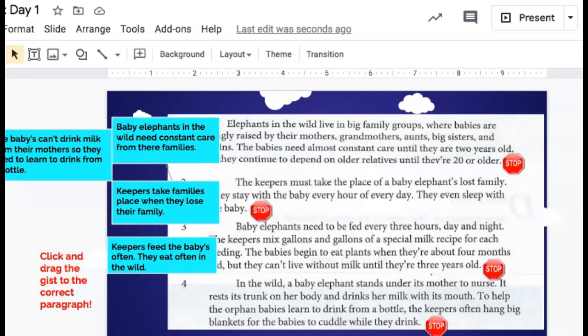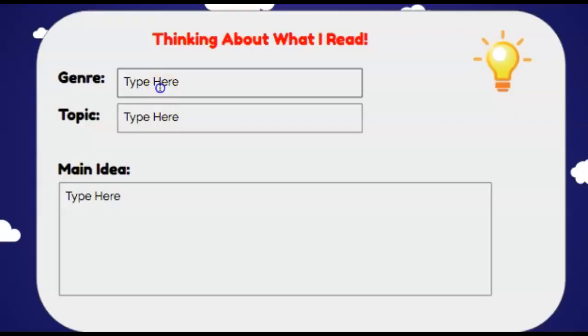So now it's your turn to continue gisting the rest of the passage. At each paragraph, at the end, you're going to stop and think about what you just learned from that paragraph. Then you're going to pick the gisting that matches the best. Thinking about what I read, so let's think about the genre. So we know that it was nonfiction.